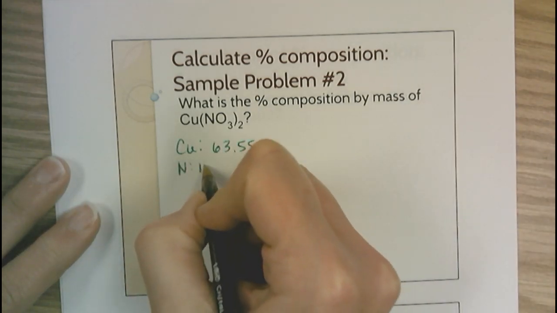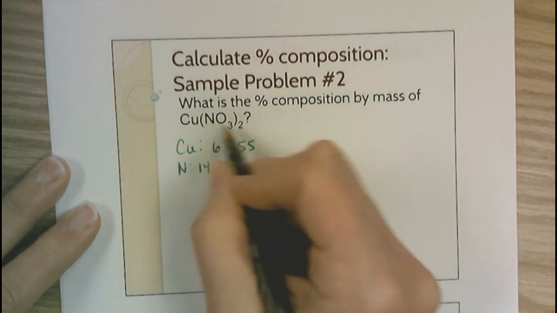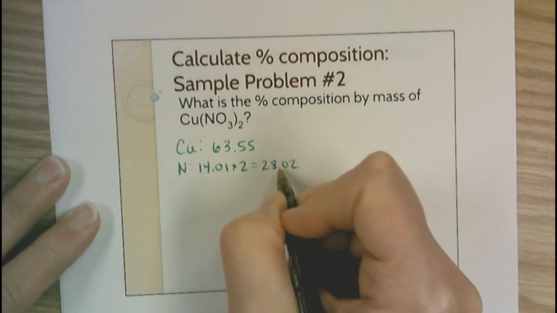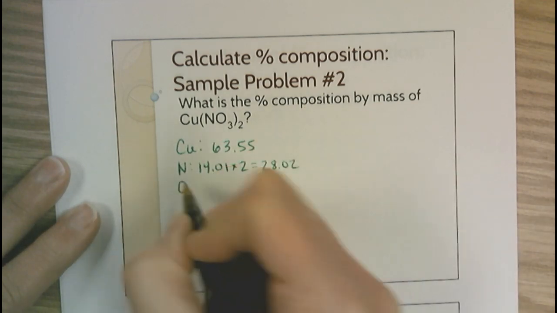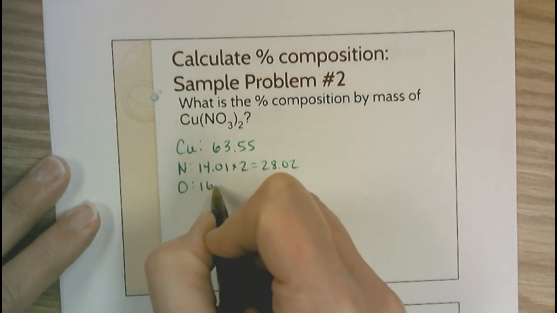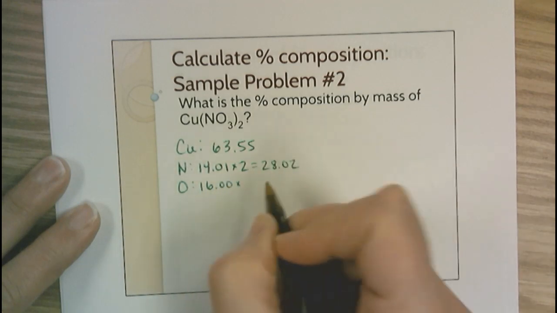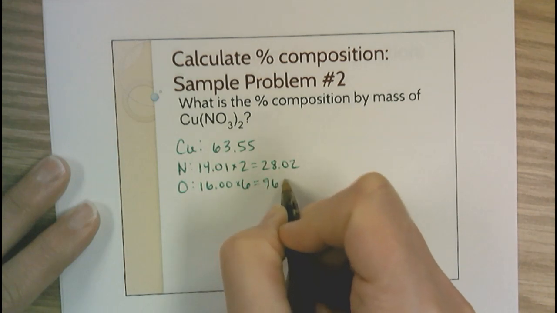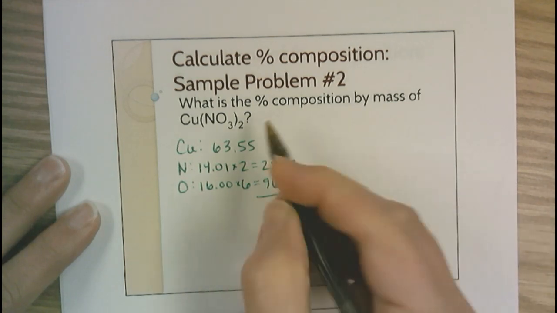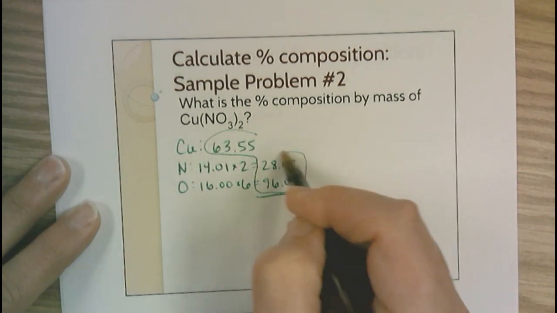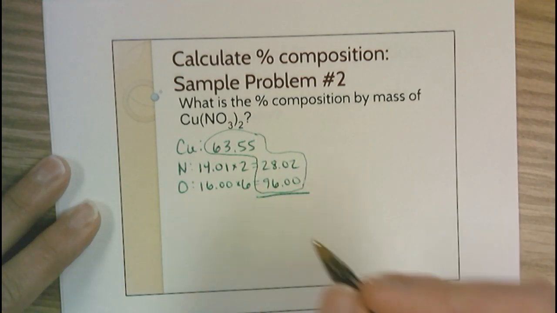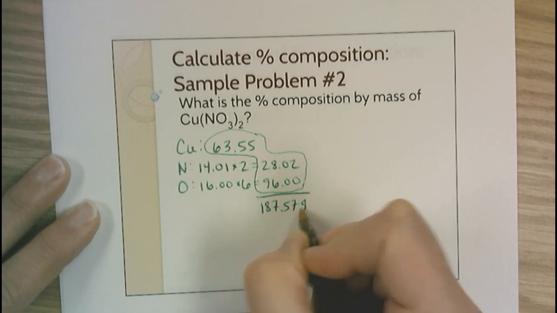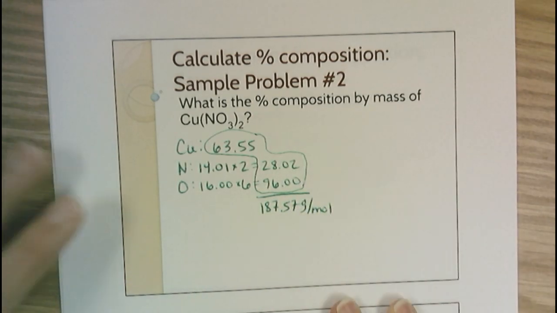There's only one of them, so that's its total contribution to the mass of the compound. Nitrogen has a molar mass of 14.01 grams per mole, but we have 2 nitrogens for a total of 28.02 grams per mole. And for oxygen, its molar mass is 16.00, but we have 6 oxygen atoms for a total of 96.00 grams per mole. So then we're going to add all these together. This is just finding our molar mass, and we get 187.57 grams per mole.